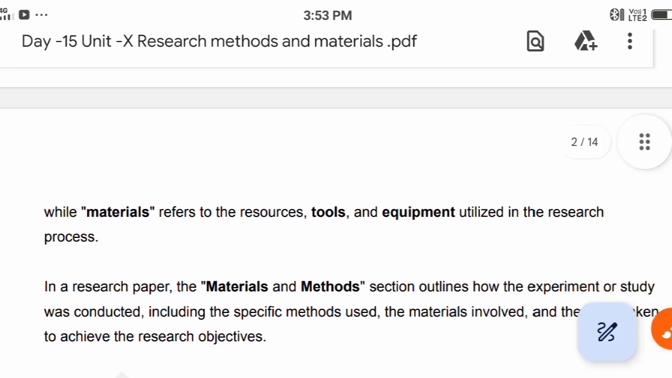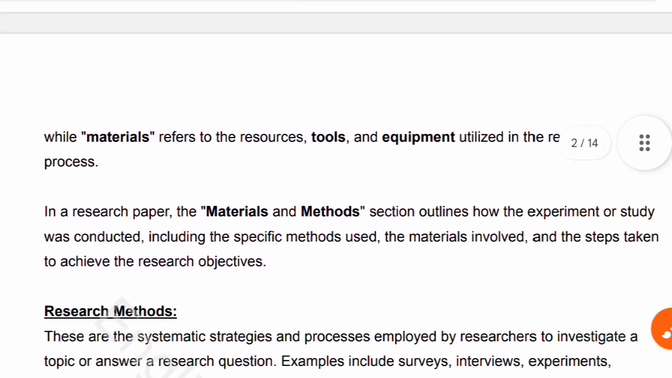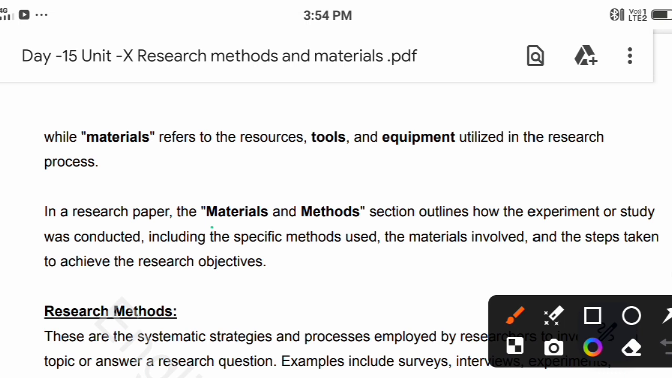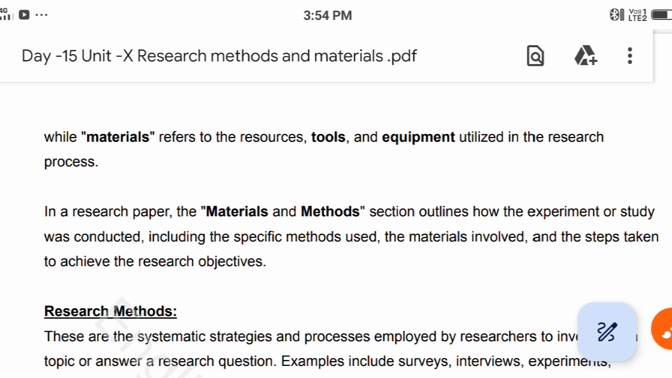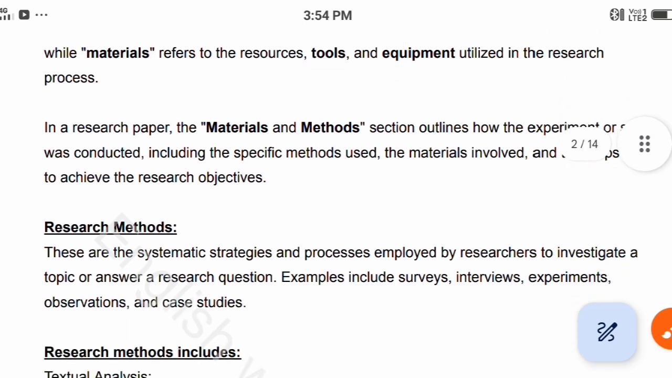Now let me give you in detail. In a research paper, the materials and methods section outlines how the experiment or study was conducted, including the specific methods used, the materials involved, and the steps taken to achieve the research objectives. To achieve the objectives of your research, the materials, tools, and specific methods you have used during your research will be your materials and methods.